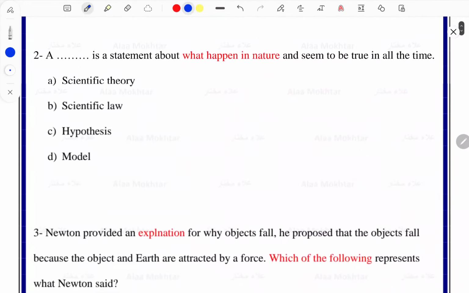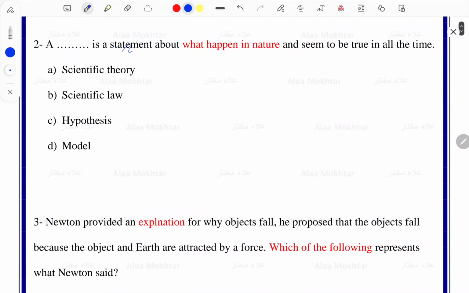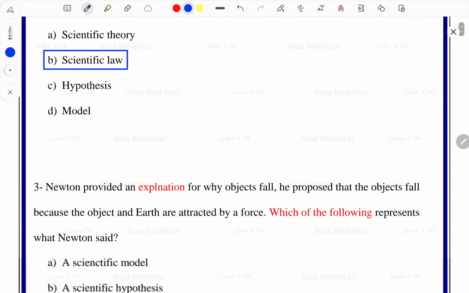Question number 2. A is a statement about what happened in nature and seem to be true all the time. What happened in the nature, it is a scientific law. A scientific law, we can predict by using this law what will happen in the nature.